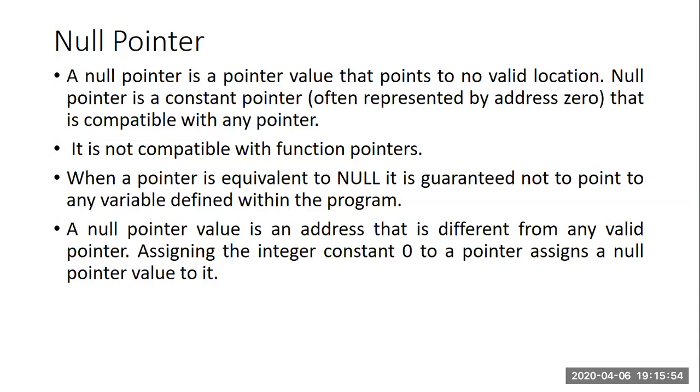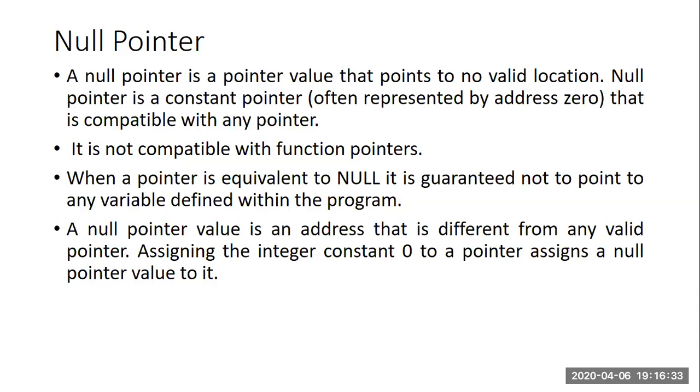Second point, it is not compatible with function pointers. Function pointers are not known to you yet, so I will discuss this point later on. Third point, when a pointer is equivalent to null, it is guaranteed not to point to any variable defined within the program. So if it is declared as null, that means it is guaranteed that it is not pointing to any variable defined in the program.